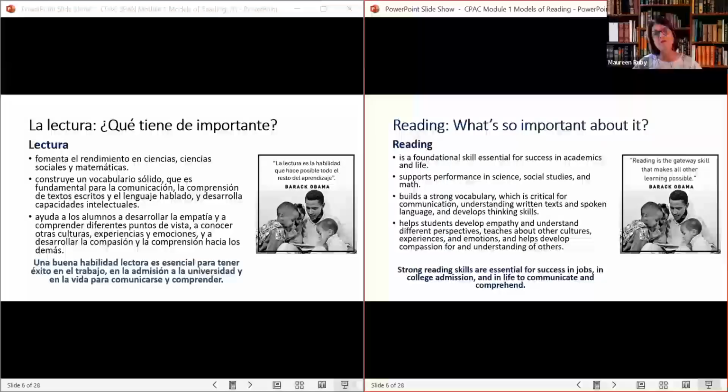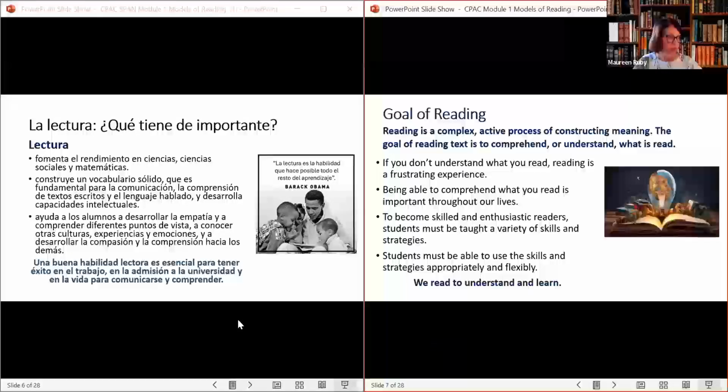So empathy is understanding the feelings that somebody else might have, but compassion is actually acting on it. And so in our world, we want people who have empathy and compassion, and we can learn that through reading. So at the bottom of the slide, it says, strong reading skills are essential for success in jobs, in college admission, and just in life to communicate and comprehend. Okay, we can move on.